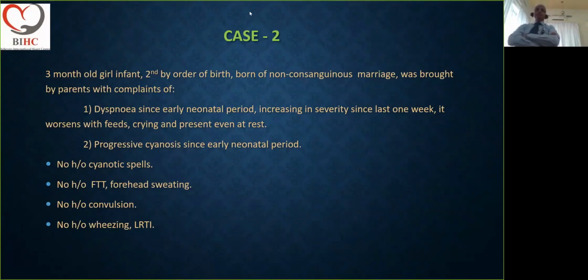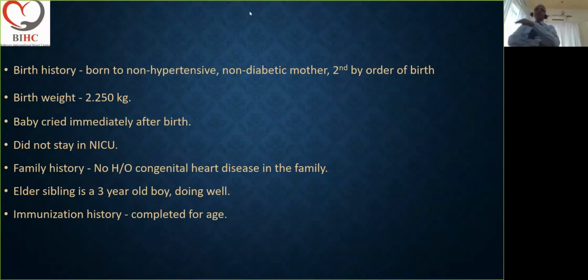The child is only 3 months now. There are no spells, no history of any failure to thrive. There is some forehead sweating, no convulsions, no wheezing, no respiratory infection. The birth history, there's nothing great. The birth weight was 2.25 kg. Baby had cried immediately after birth and had a normal neonatal period. There's no congenital heart disease in the family. The elder sibling is fine, normal immunization.